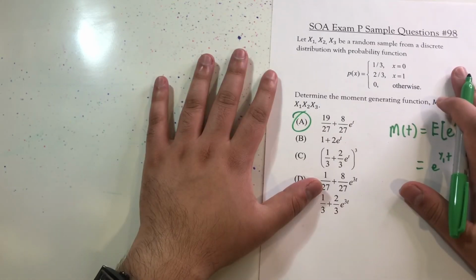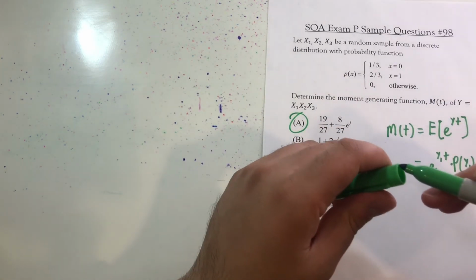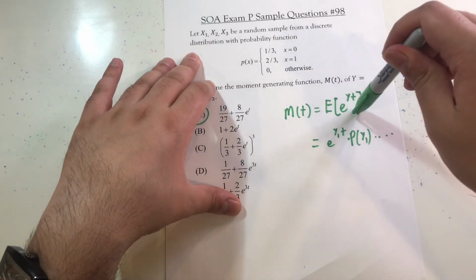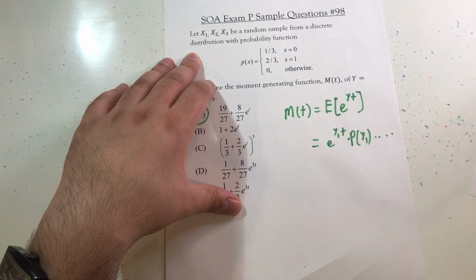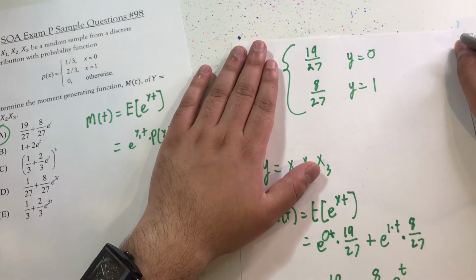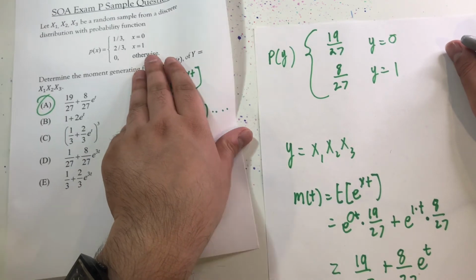So not at all a very difficult problem, pretty straightforward. Let's look at what they're giving us. We're asked to find a moment generating function. We should know this: the moment generating function is equal to the expected value of e to, whatever we're trying to find the moment generating function of, multiplied by t. After that it's just knowing how to calculate an expected value and knowing how to define a new probability distribution.